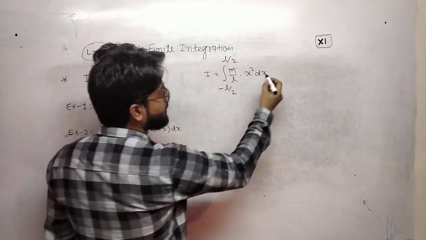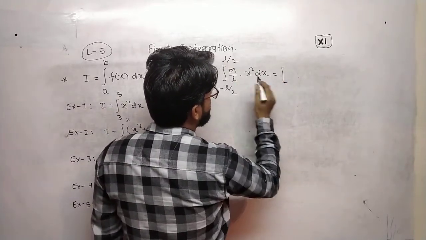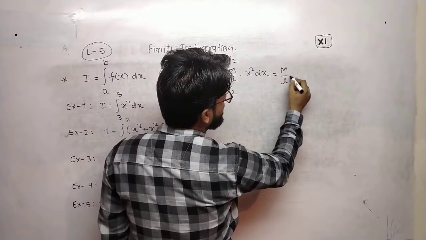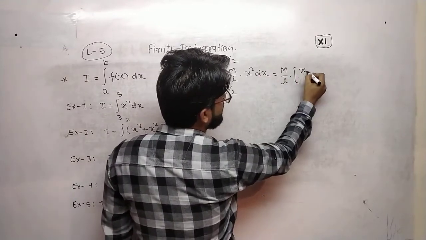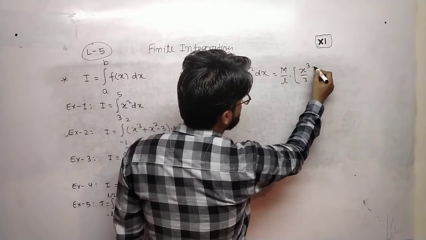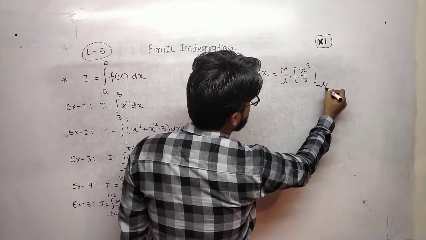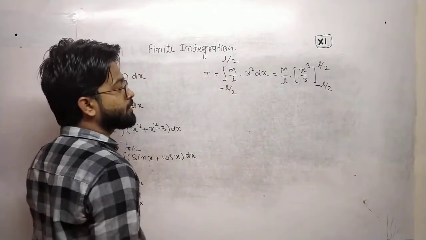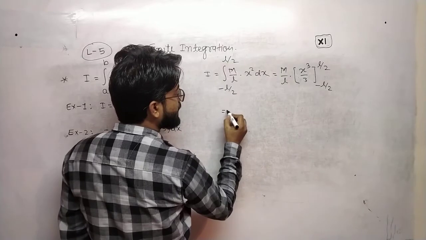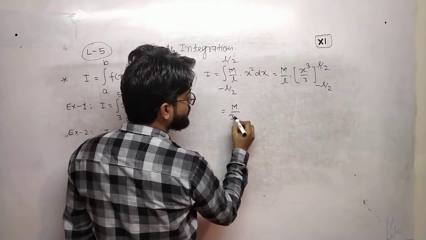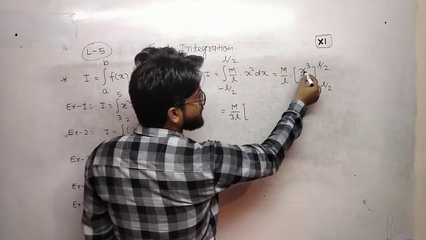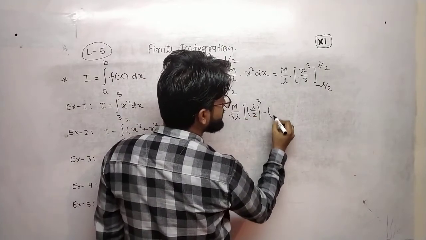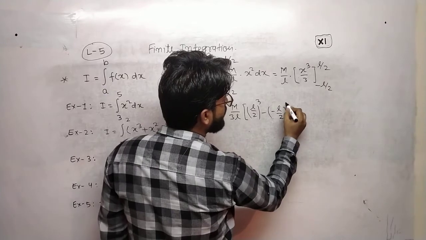First integrate simply, like m by l is constant. It can be taken out of the integral, m by l, and integration of x square will be equal to x to the power 3 upon 3, and from minus l by 2 to l by 2. You can take 3 out of the integral, means m by 3l. In place of x cube, put the value of l by 2 whole cube minus minus l by 2 whole cube.